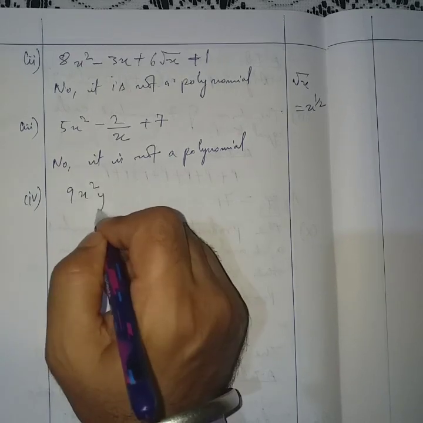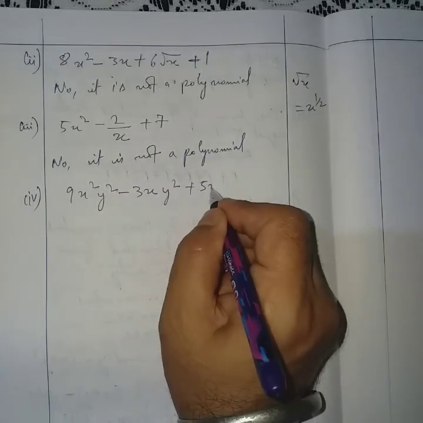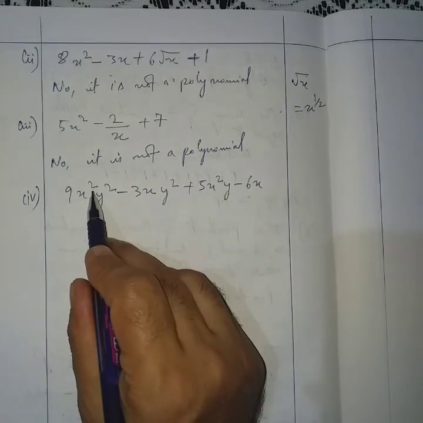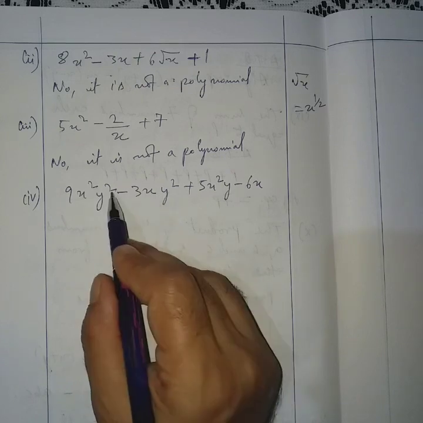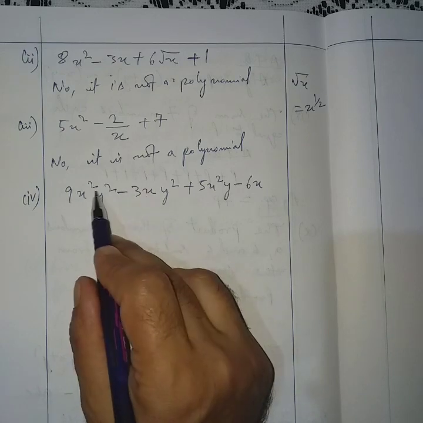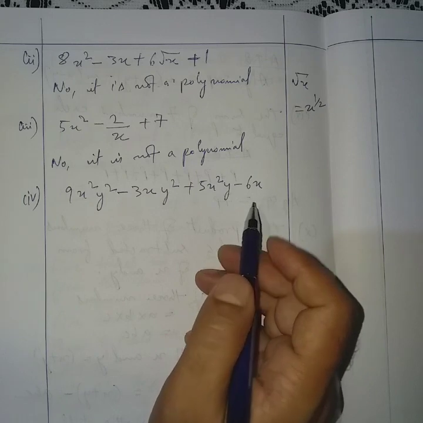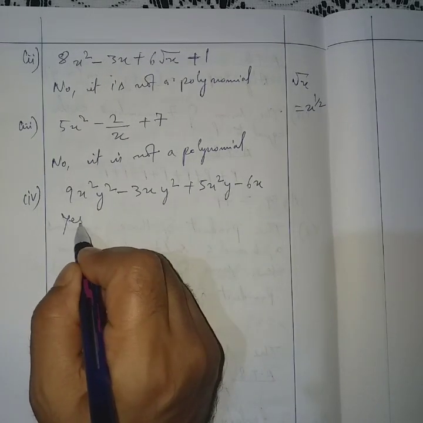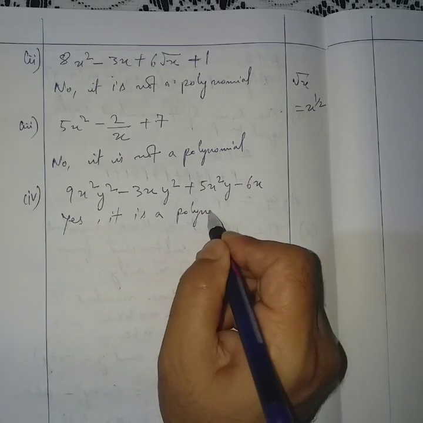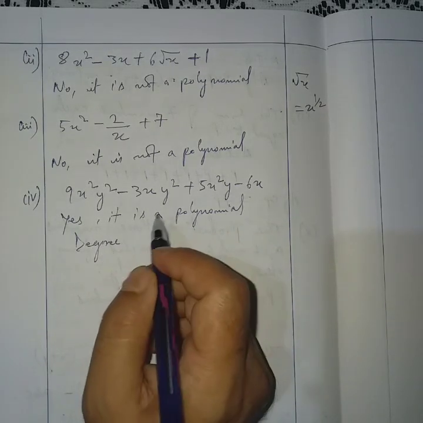Number 4. 9x square y square minus 3x y square plus 5x square y minus 6x. Now here, see, this is whole number, positive. This one is positive. No fraction powers are there, no negative powers are there. There is no denominator as a variable here. So that is why, yes, it is a polynomial. About the degree, you have to see the terms.